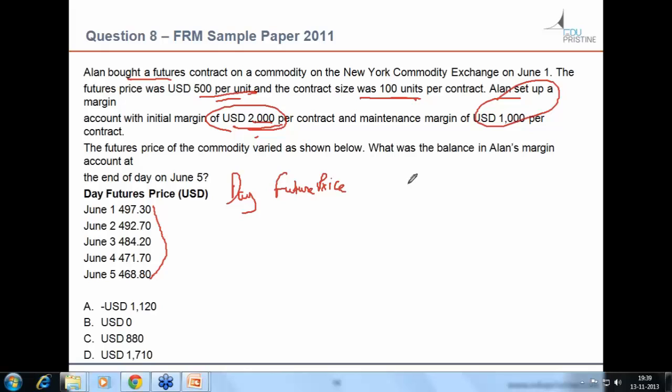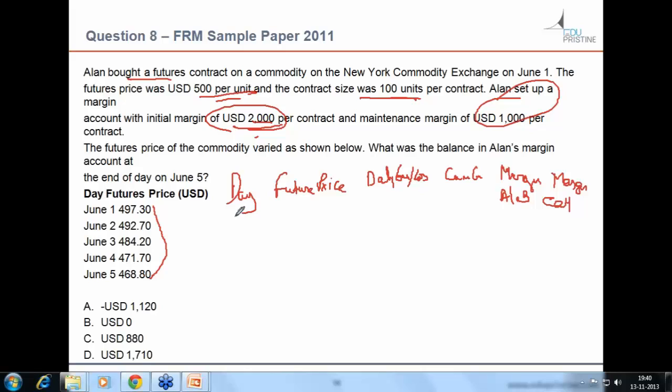Okay, daily gain loss. This you must have studied, but quickly, you have to be very quick in the exam. The cumulative gain loss, okay, margin account balance, okay, and at what price will he get a margin call, okay.